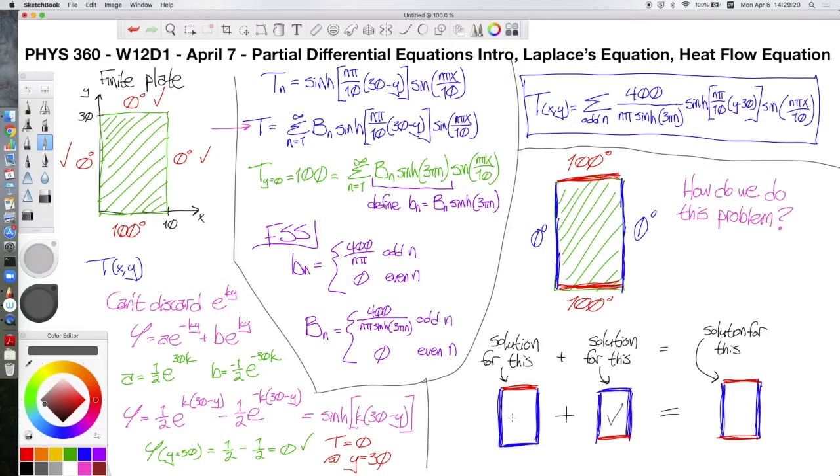And if we want the solution for this one here, well, this is our same solution for the bottom being held at 100 degrees, but just flip your y equals 0 and your y equals 30. So take all of your y's and replace them with 30 minus y instead, and you will get the answer to this first one. And then you can just add those solutions together to give you the solution for the situation where you have multiple walls at 100 degrees.